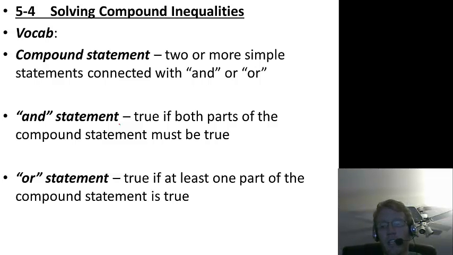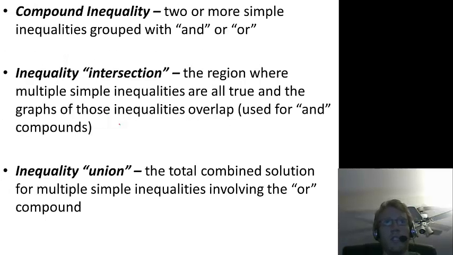So we're going to apply this general idea to math and inequalities. A compound inequality, instead of just a compound statement, is two or more simple inequalities, something with a less than or greater than sign, grouped together again with "and" or "or." If you're dealing with an "and" inequality, what you have is called an inequality intersection. Where the two statements intersect is the region where your solution is. Here's the definition: the region where multiple simple inequalities are all true and the graphs of those inequalities overlap.